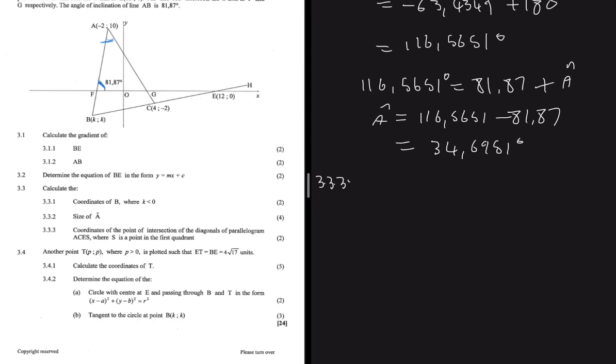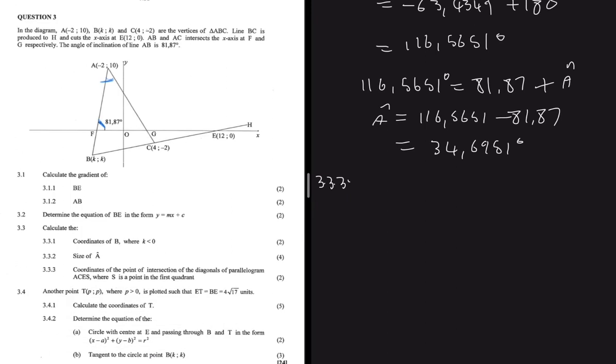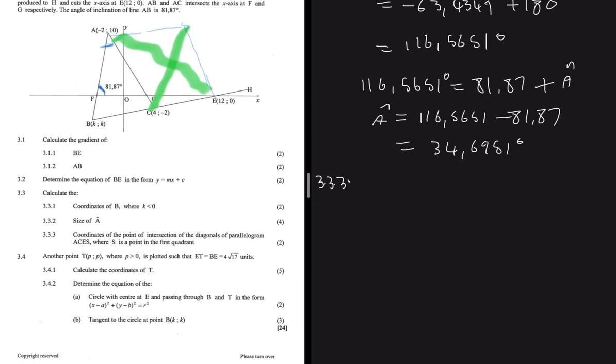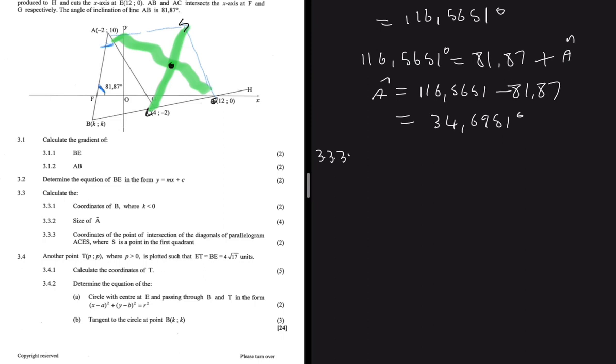3.3.3 says coordinates of point of intersection of the diagonals of parallelogram ACES, where S is in the first quadrant. So let's assume that S is somewhere here. So this is the parallelogram, and then these are our diagonals, right? We're supposed to determine the point of intersection, this point here. This point here is the midpoint between S and C, and the midpoint between E and A. So what this question is basically asking us to do is to find the midpoint of A and E.